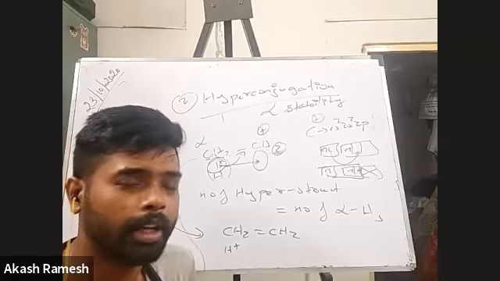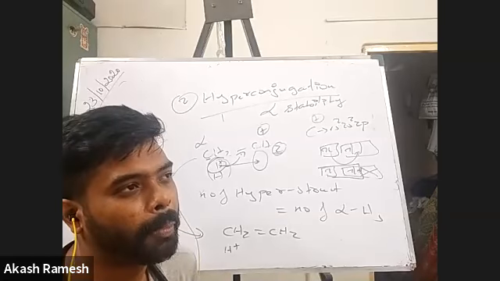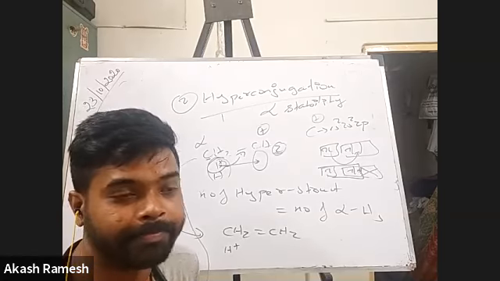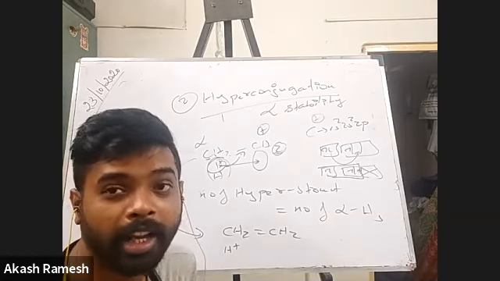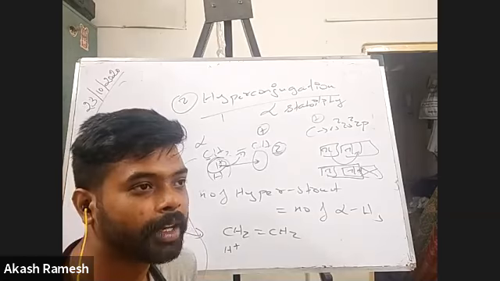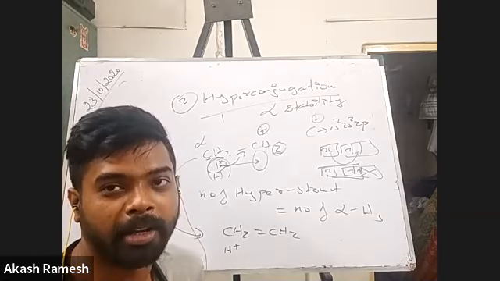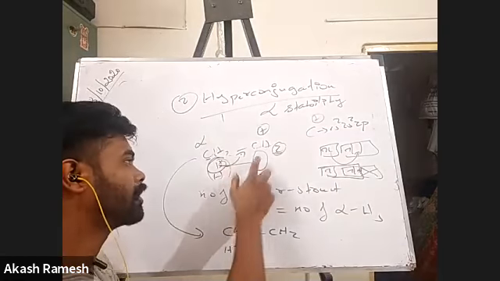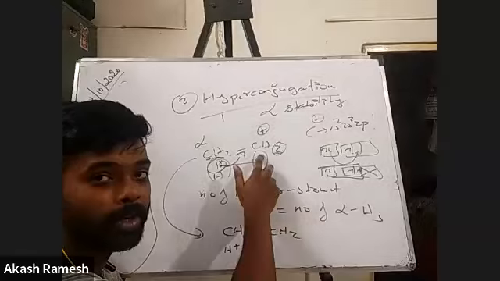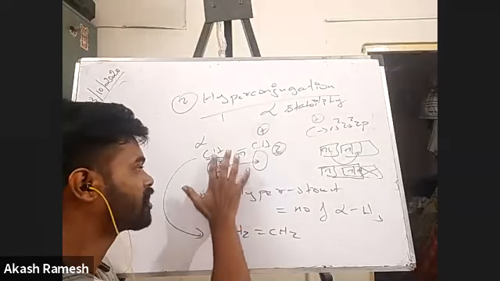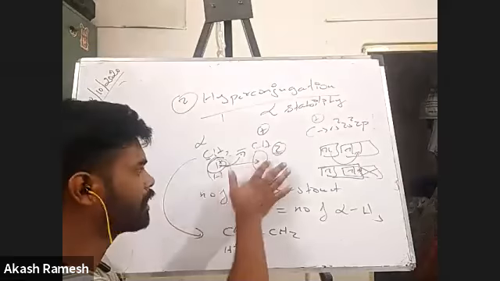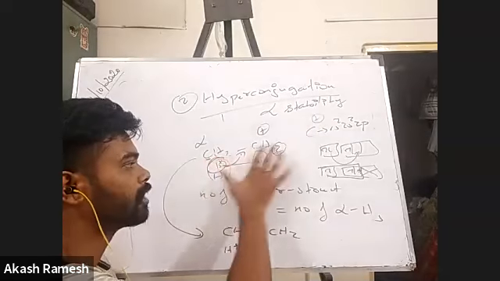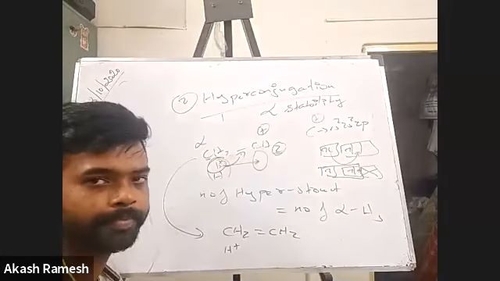Now you can ask me, sir, this p orbital is here and I have this hydrogen atom here. They are parallel to each other, so this electron can be donated to this because they are in the same phase.